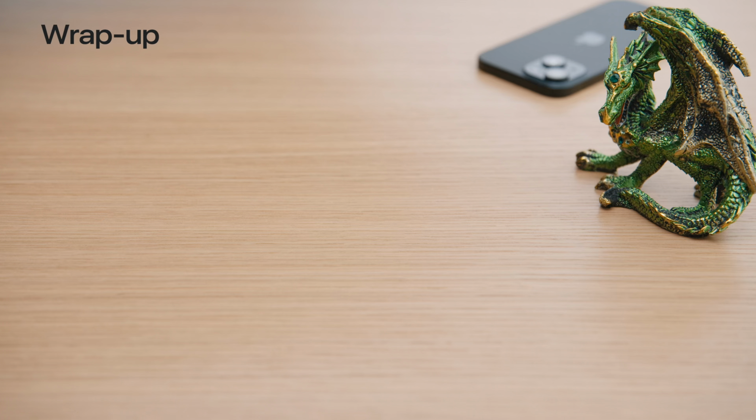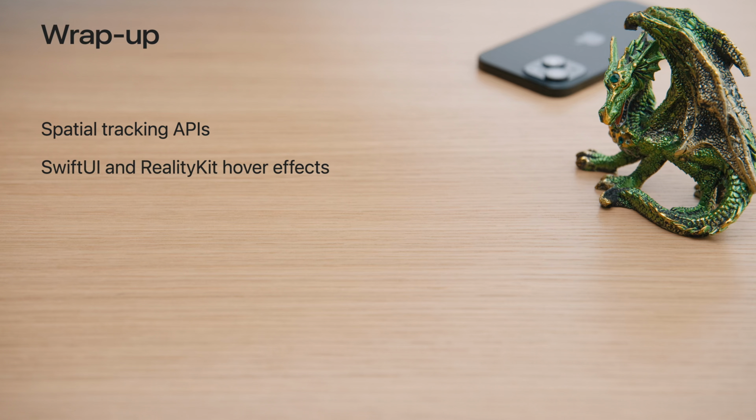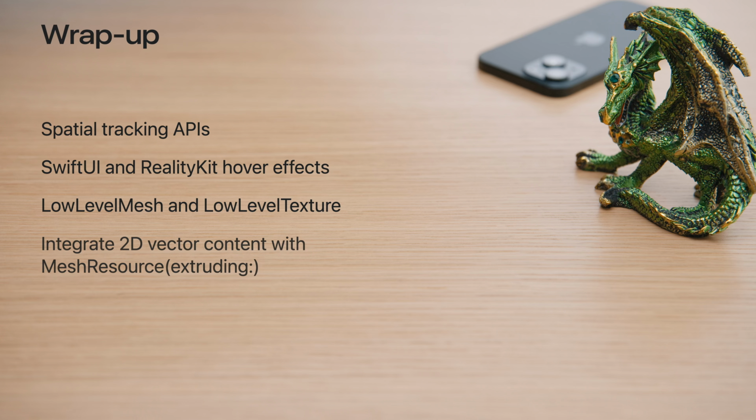Today, we built an interactive spatial drawing app, all in RealityKit. We used RealityKit spatial tracking APIs so that the app can detect where the user draws in their space. We used SwiftUI and advanced hover effects to build an interactive spatial UI to customize brushes and styles. We learned how resource updates work in RealityKit and used advanced low-level APIs to generate meshes and textures interactively. Finally, we used new APIs to import 2D vector graphics and make them spatial.